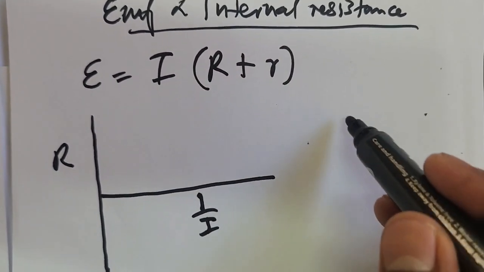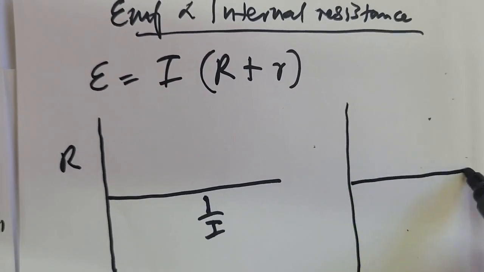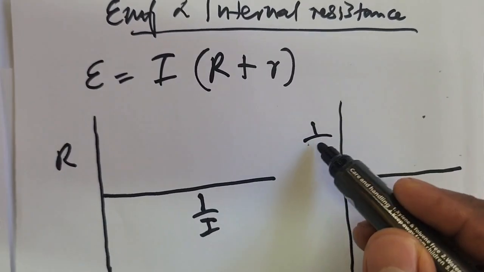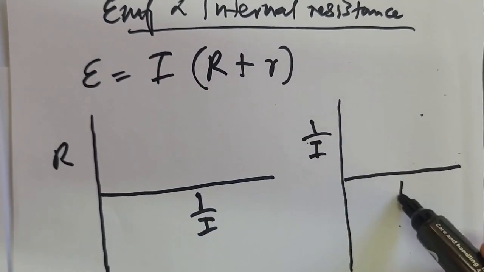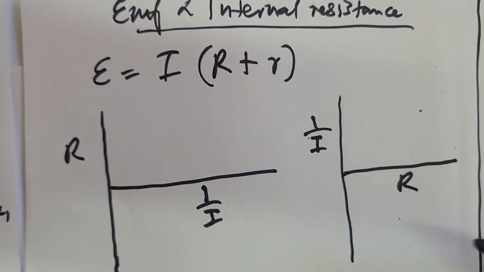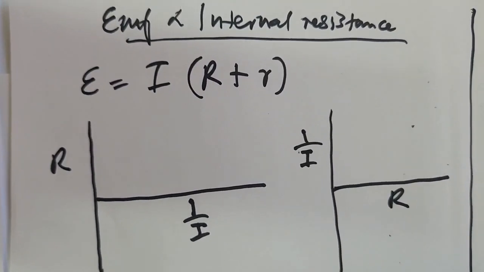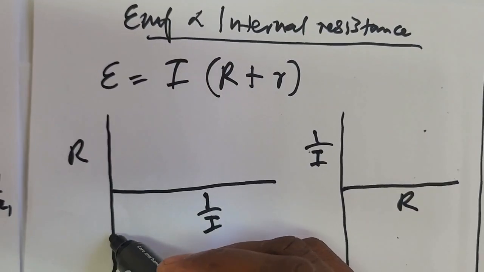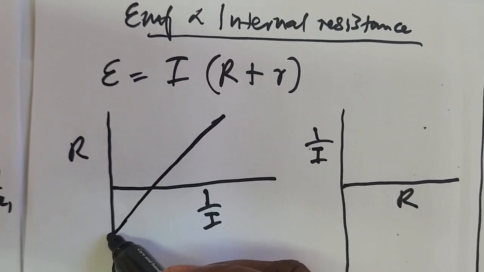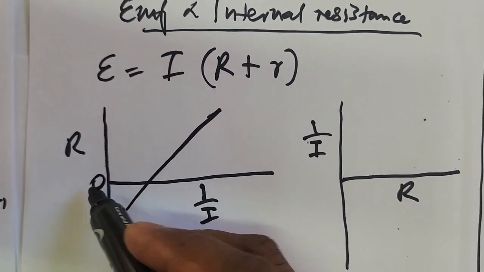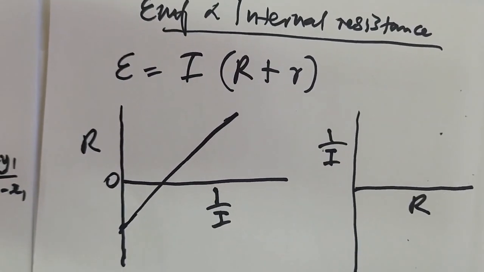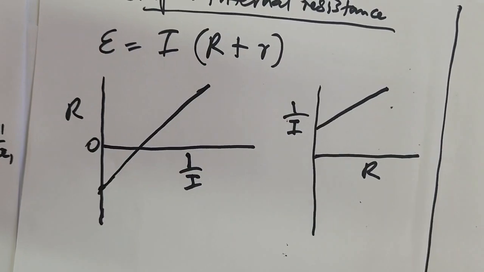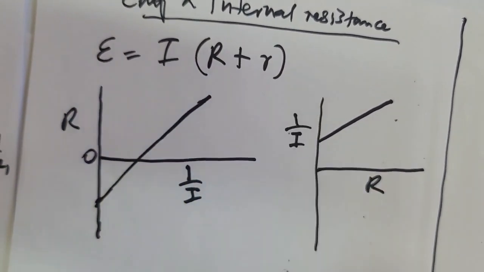And then also you'll get another graph where you have 1 over R, in this case 1 over I, plus an R. You'll find that the graph will start from here, then you'll have negative R here, which will normally be the internal resistance, and in this case you'll find this type of graph. So these are the two graphs that can emanate from this formula.